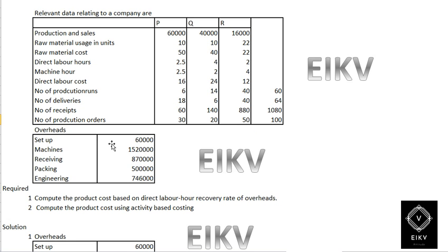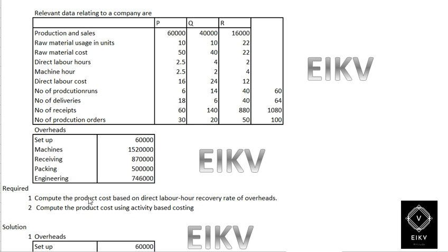Overhead: setup cost 60,000, machine 1,52,000, receiving 8,70,000, packing 5 lakh, engineering 7,46,000. Required number 1: compute the product cost based on direct labor hour recovery rate of overhead. Required number 2: compute the product cost using activity based costing.